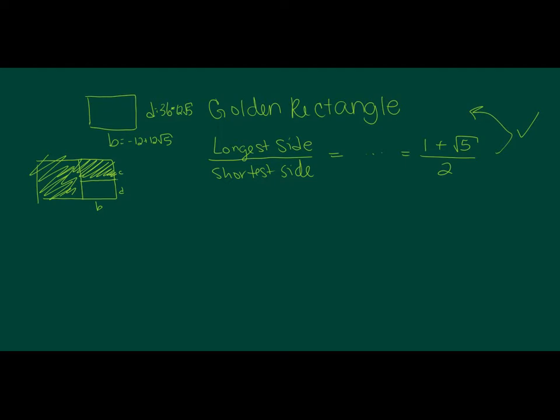Okay, so what we do is we just do a direct substitution. We do negative 12 plus 12 root 5 as the long side and divide it by the short side, which has a length of 36 minus 12 root 5. Okay, just like in the previous problem from the review that we worked together, we need to rationalize the denominator.